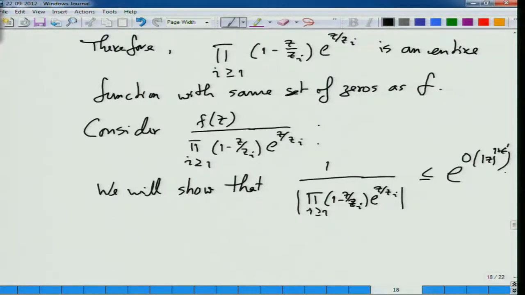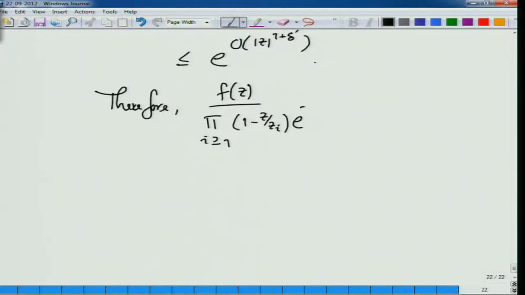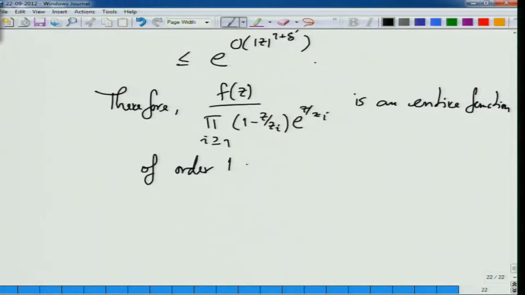product for infinitely many z, and therefore for all z we know that f z is bounded by the same. So, together this whole absolute value for infinitely many z is bounded by e to the mod z to the 1 plus epsilon prime, for some epsilon prime small enough, and therefore f z over the product over i greater than or equal to 1 is an entire function of order 1 with no zeros.